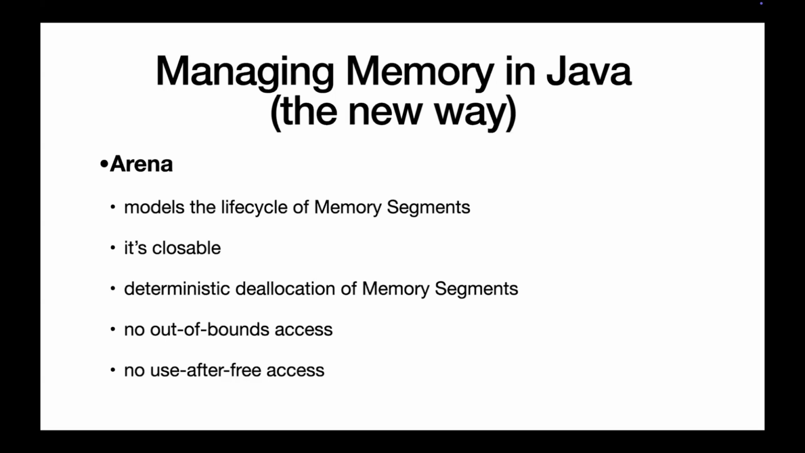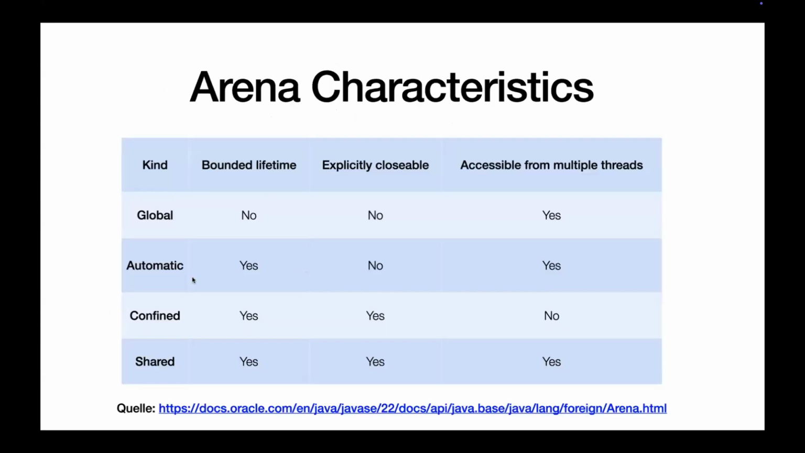And the arena is closable, and you can have different sorts of arenas, and this determines when it's closed and so on. And so you have a deterministic deallocation of memory segments, and you can't access those memory segments anymore if the arena where they are inside doesn't exist anymore. So you have different kinds of arenas, like global, confined, or shared. What's the difference? You can look it up.